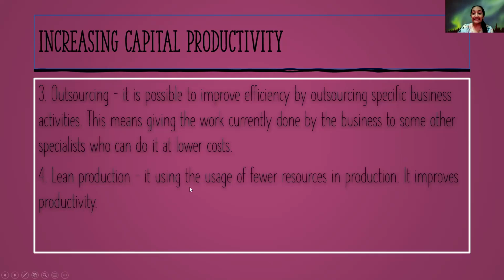So next is lean production. It is using fewer resources in production. It improves productivity. So just use less resources than usual in production. So if I use 50 grams of wheat flour in making my bread, I will just use 25 grams of wheat flour. So just reducing the resources I use in production.